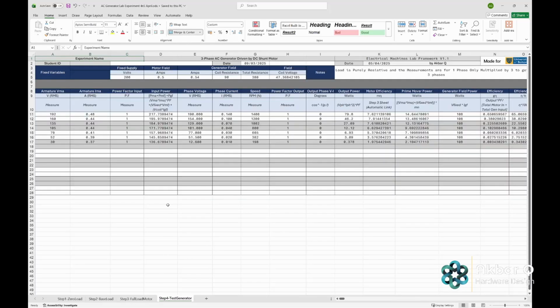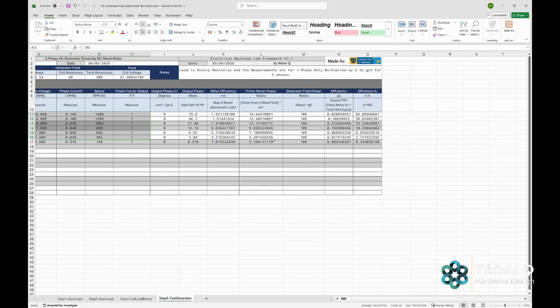Then we have to look at the generator experiment as well. So basically we are applying a force using the motor, which has the armature input power. Phase will be taken as 0 and the power factor will be taken as 1, as it is a DC machine. And then we measure the output power from the AC side. We use the motor efficiency, which is calculated from the previous sheets.